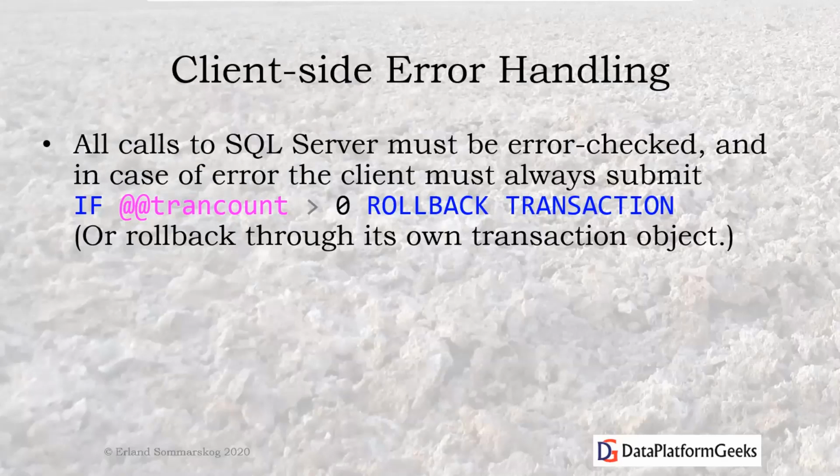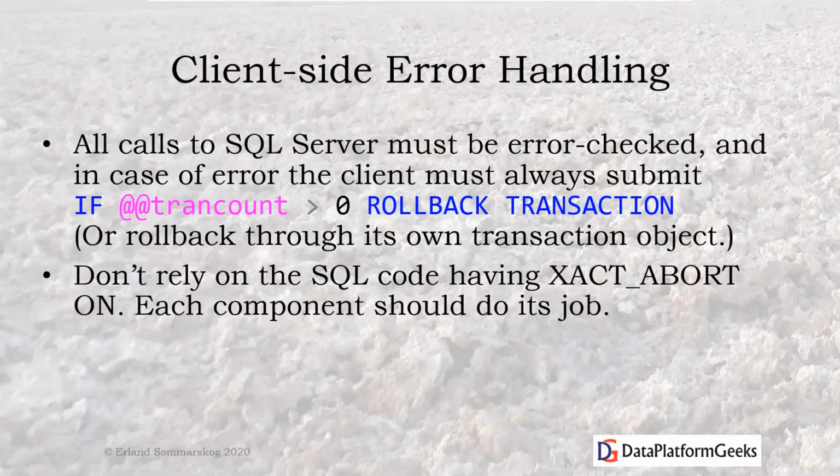Now let's look a little bit at client-side error handling. If the client makes a call to SQL Server, it must check for errors, either by exception handling or looking at return codes, depending on the API. And in case of an error, the client must always respond with if @@trancount greater than 0, rollback transaction. There is one exception though, and that is if you have started a transaction through a transaction object on the client side, then you should use that. But else, always make sure that you respond to an unexpected error by rolling back the transaction.